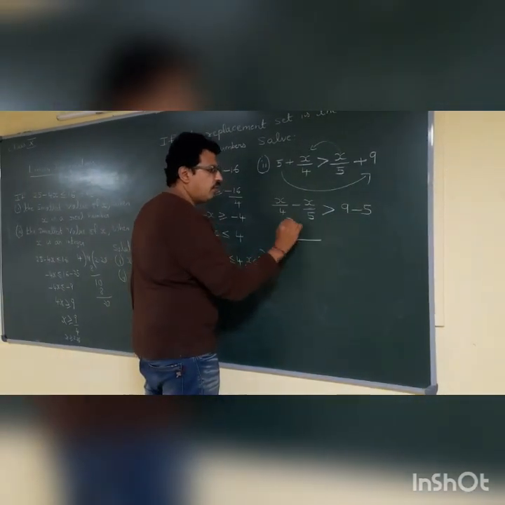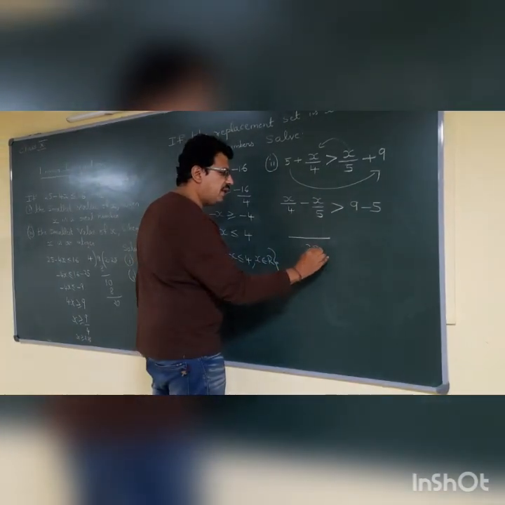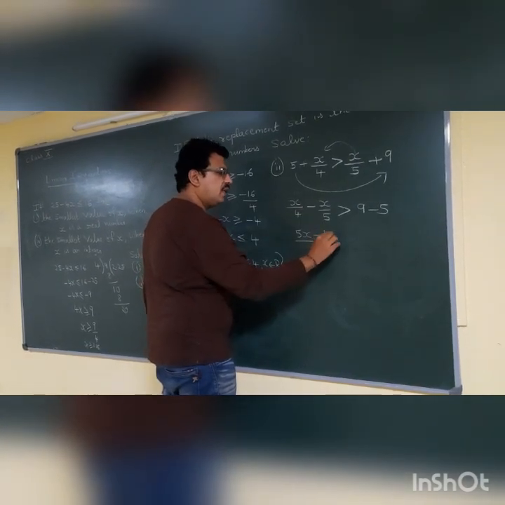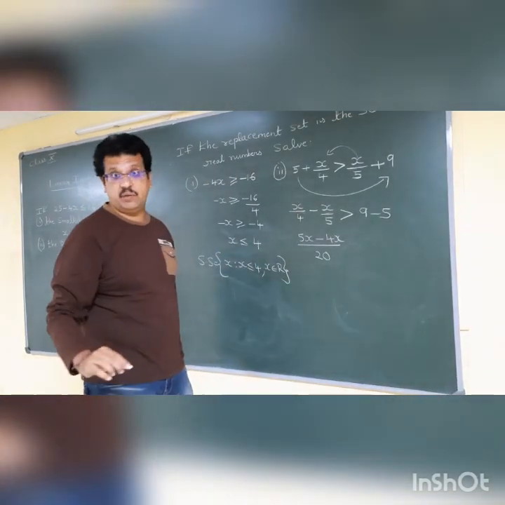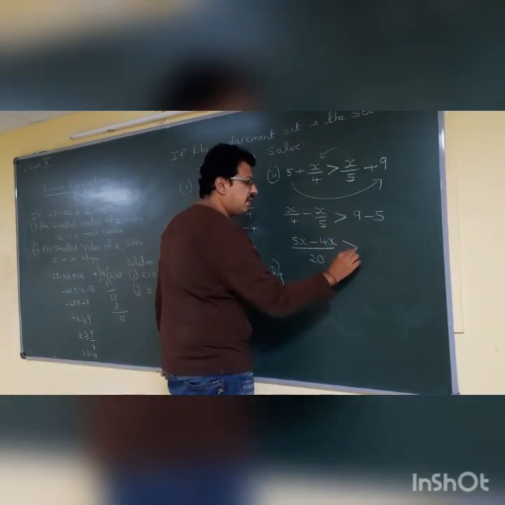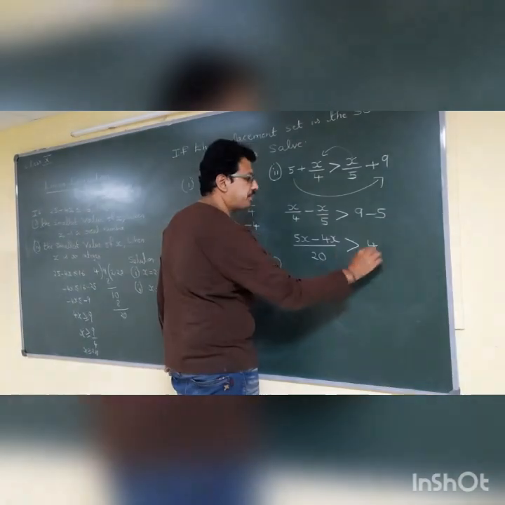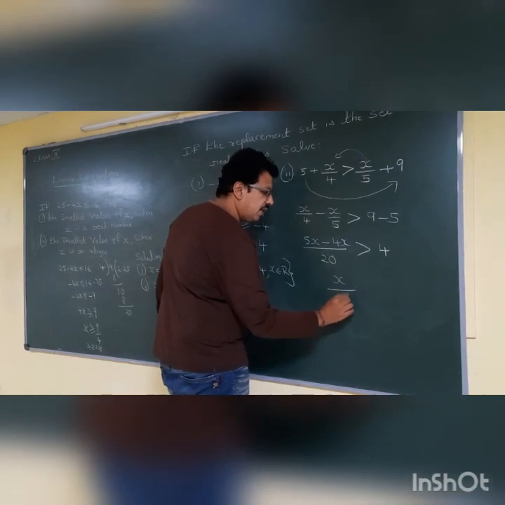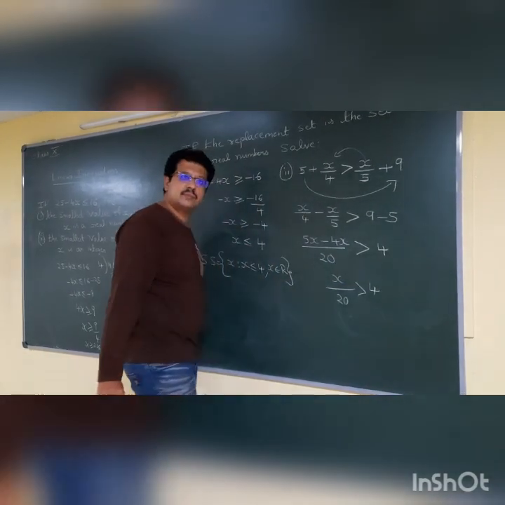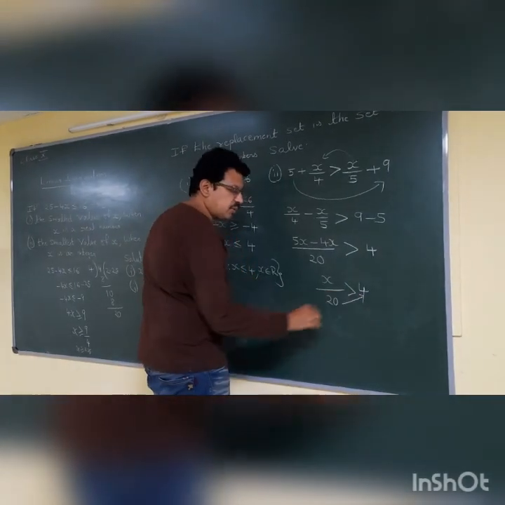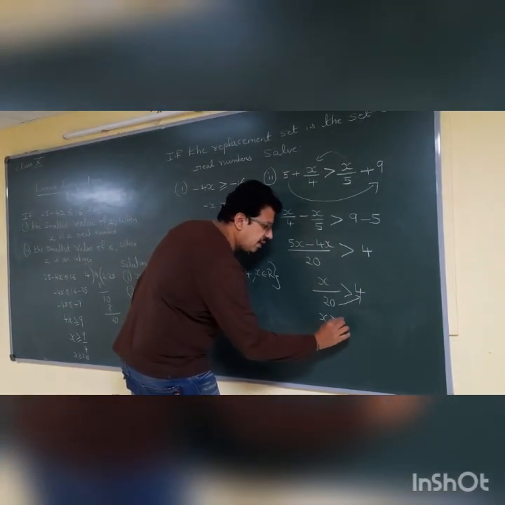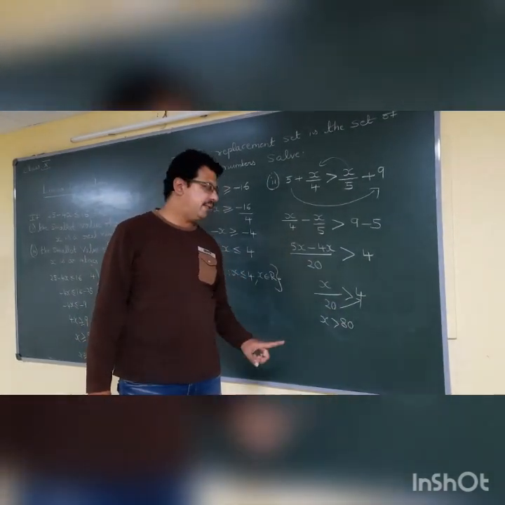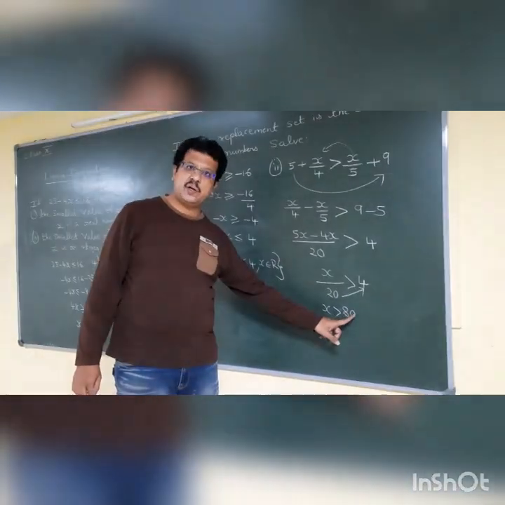Now let me take the LCM of 4 and 5, that is 20. 20 is the LCM. So 4 5s are 20, 5x, minus 5 4s are 20, 4x. I hope the LCM is very clear to all of you. Greater than 9 minus 5 is 4. So 5x minus 4x is x by 20 greater than 4. Or you can also just cross multiply: x is greater than 80, since 4 20s are 80. Did all of you understand, children? It is x is greater than 80.